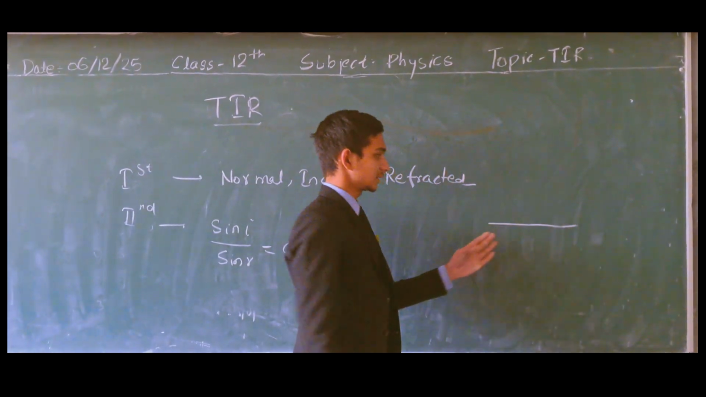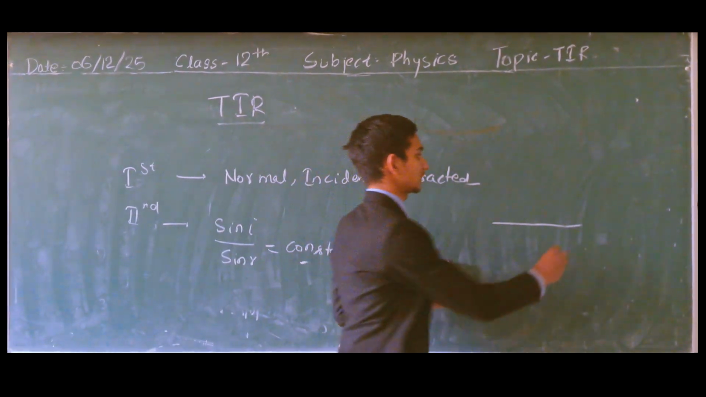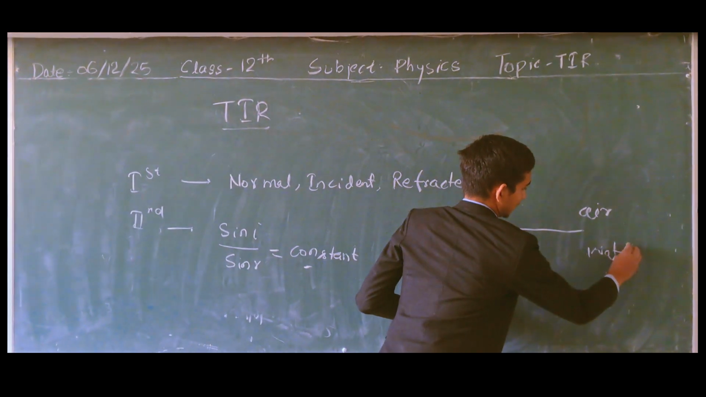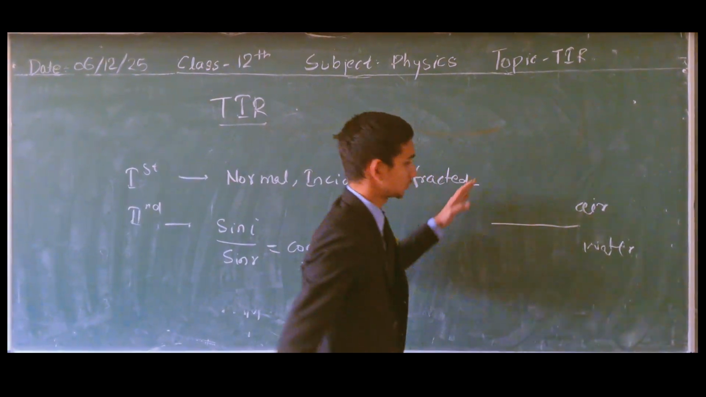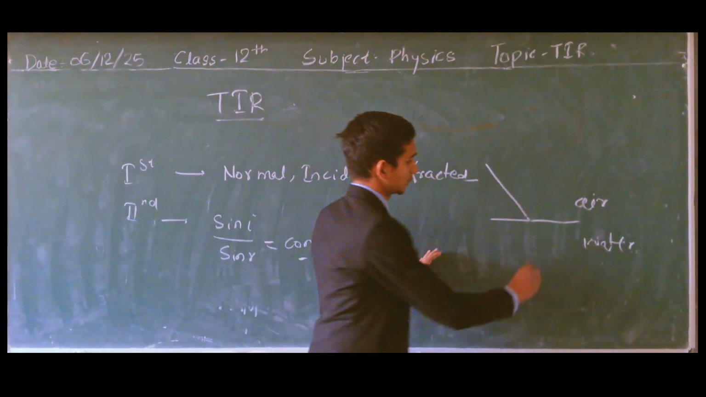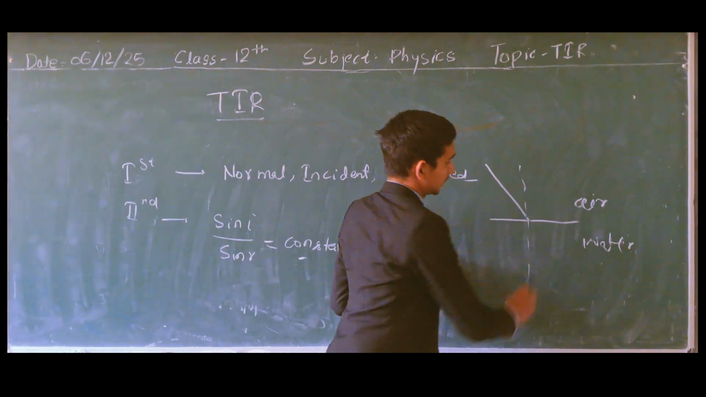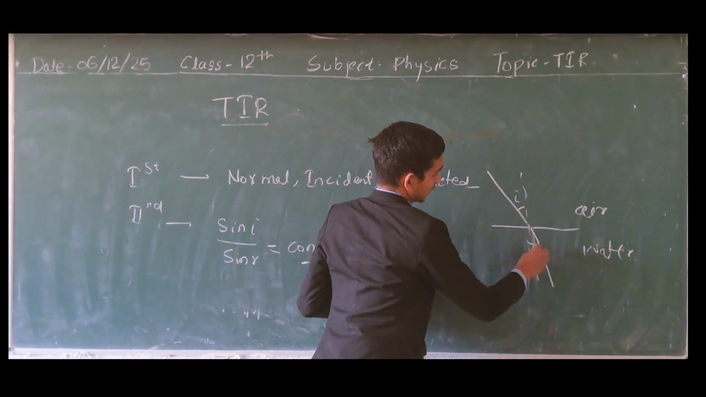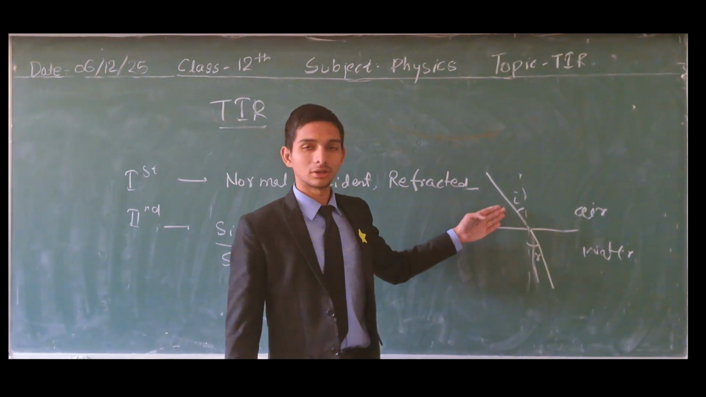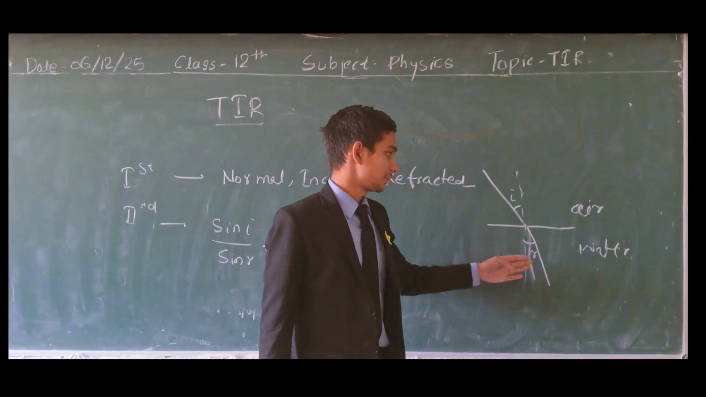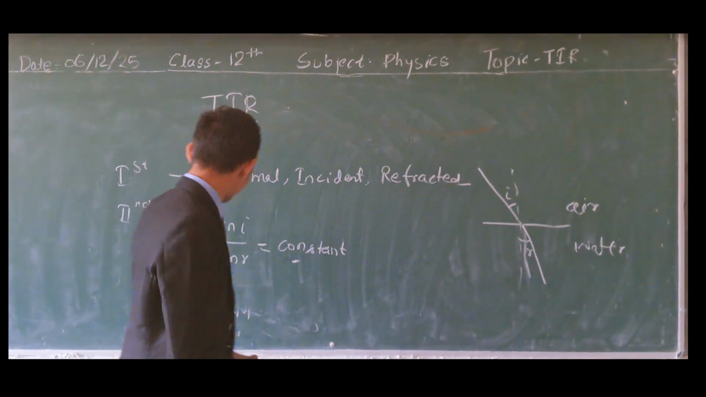If I consider this is a two medium interface, let us consider air and this is water. And I project a ray from here on the interface. Then what happens? The ray will go through the medium water and bend towards the normal. This is the incident angle and this is the refracted angle. The angle of incident light from the normal is the incident angle and the angle of refracted light is the refracted angle.